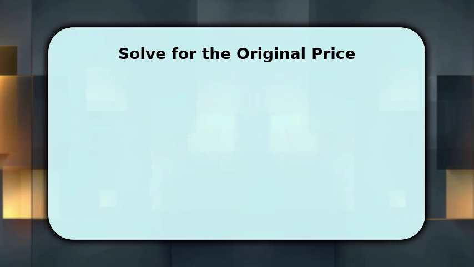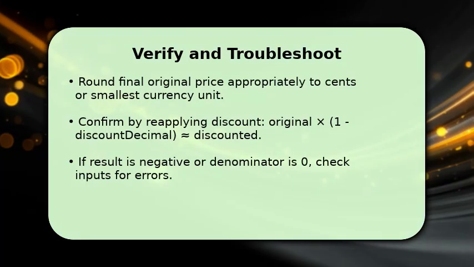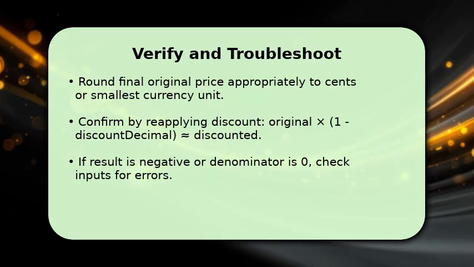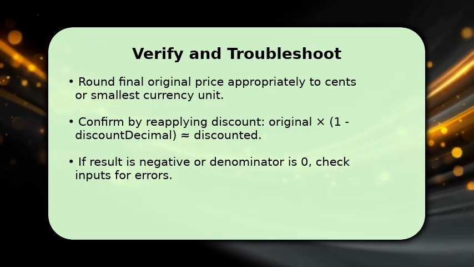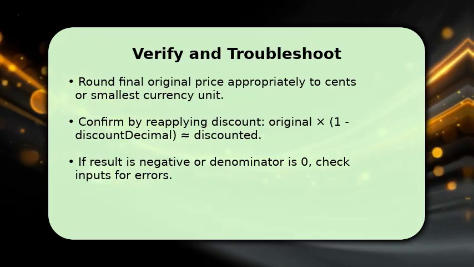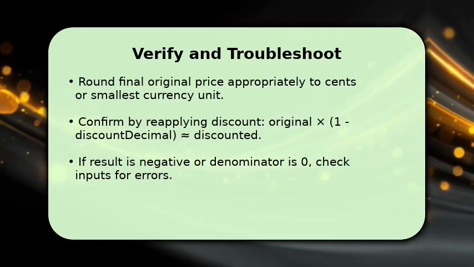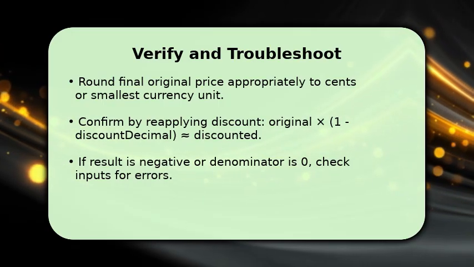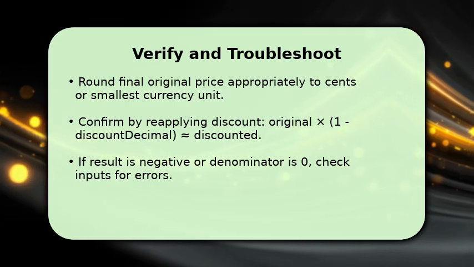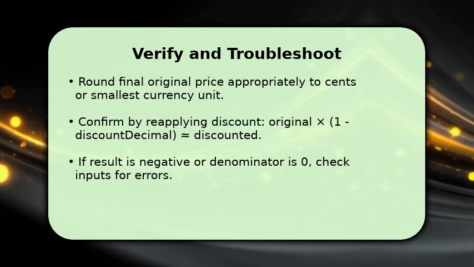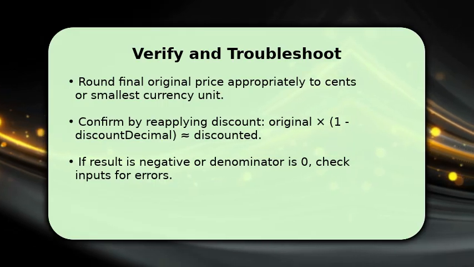Finish by rounding the computed original price to the nearest cent, then verify by applying the discount back. Multiply the original by 1 minus the discount decimal to see if you get the discounted price. If numbers don't match, recheck the discount percent, ensure you use decimal form, and confirm no sales tax or extra fee was included in the shown price.